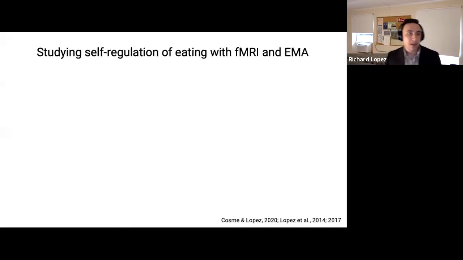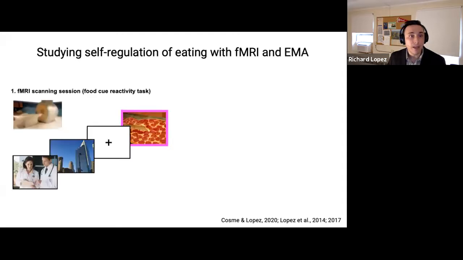So broadly speaking, there are different ways you can research self-regulation of eating, but in a lot of the studies I've done in the past, I've combined neuroimaging with ecological momentary assessment, because that allows for establishing associations between patterns of brain activity and people's momentary and daily eating behaviors.